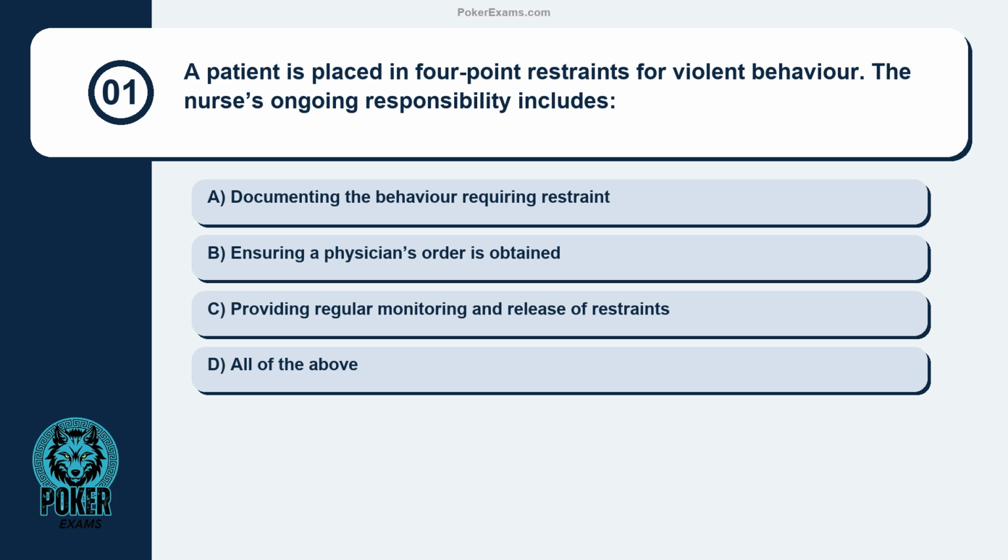Question 1. A patient is placed in 4-point restraints for violent behavior. The nurse's ongoing responsibility includes documenting the behavior requiring restraint, ensuring a physician's order is obtained, providing regular monitoring and release of restraints. All of the above.